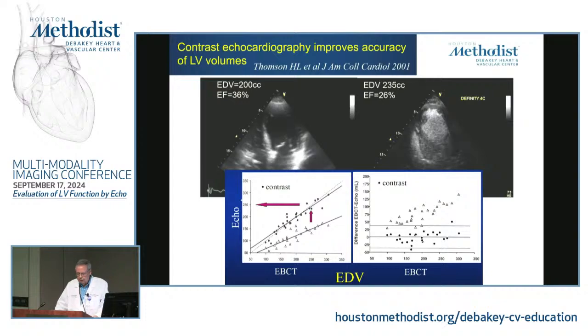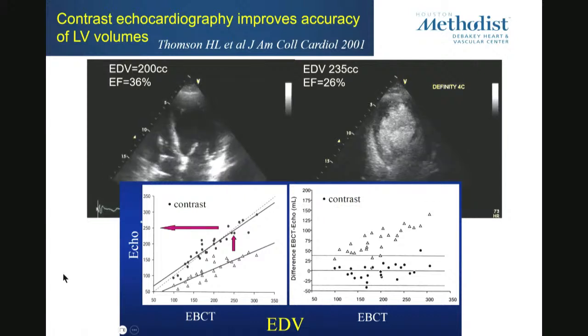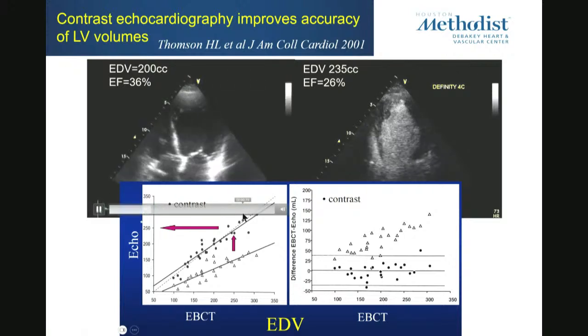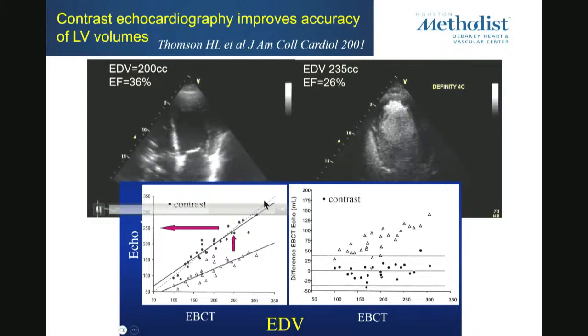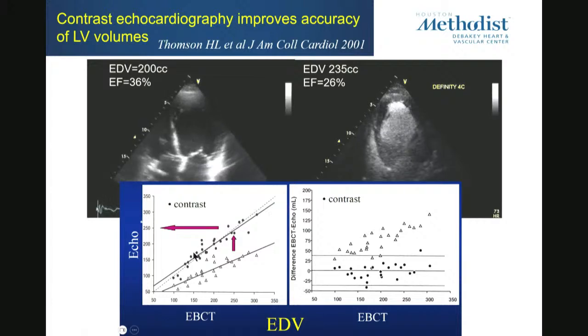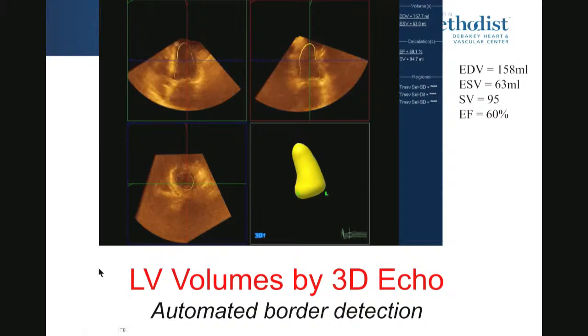And this was shown many years ago. Back in 2001, at the Mayo Clinic, they did a study using CT as the gold standard. And you can see that without contrast, there was a correlation of volumes, but an end-diastolic volume of 200 by CT was about 130 by 2D. When contrast was used, not only was the correlation a good correlation, but now the regression line and the line of identity were very close to each other. And the hearts became bigger, and the numbers were more in concordance with the CT numbers.